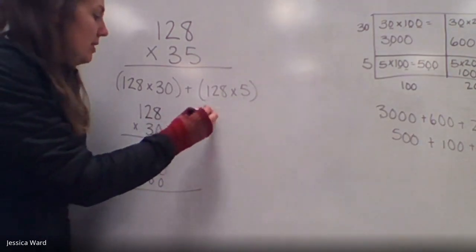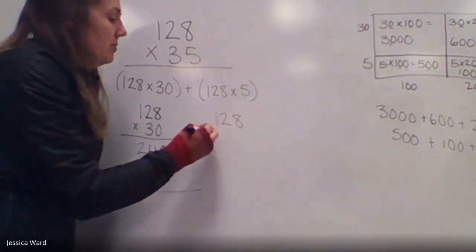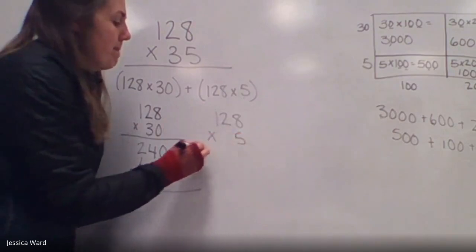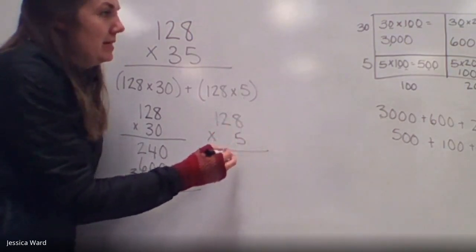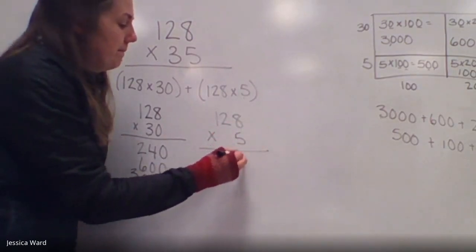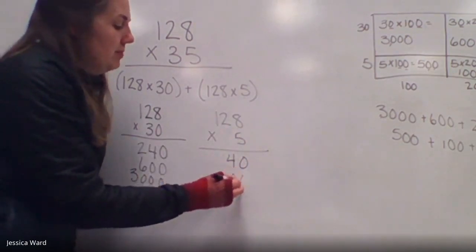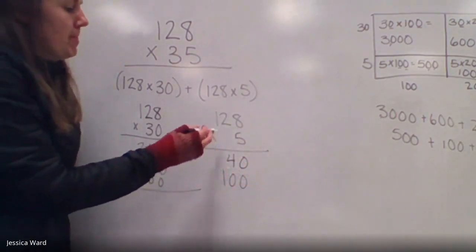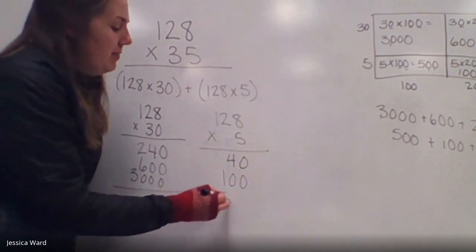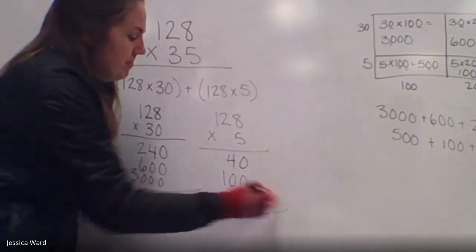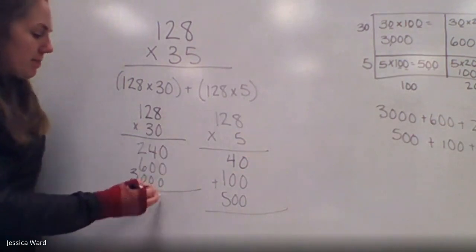Then I'm going to come over here, 128 times 5. 5 times 8 is 40. 5 times 20 is going to be 100. 5 times 100 is 500. I'm going to add them up.